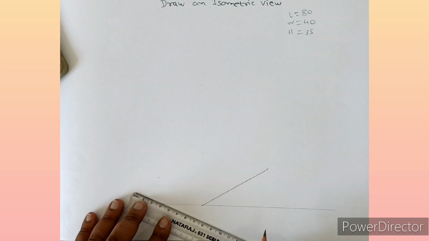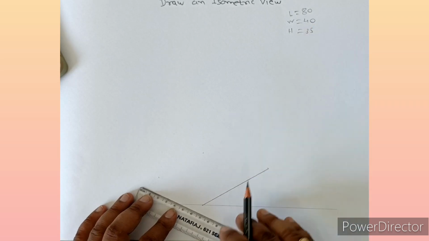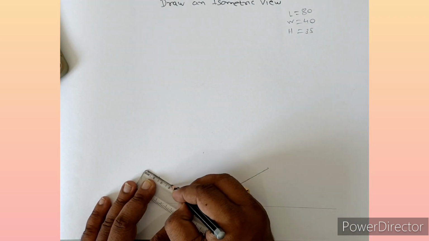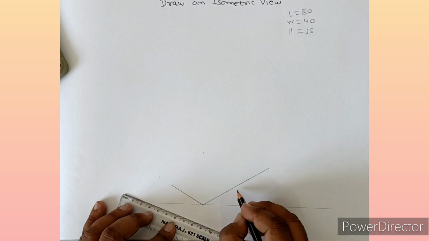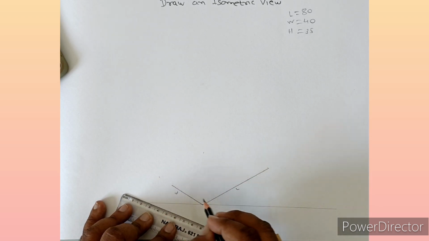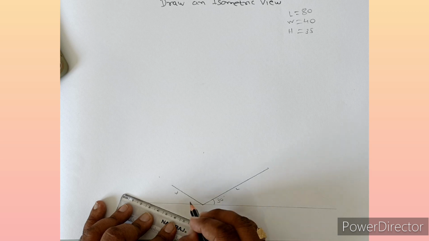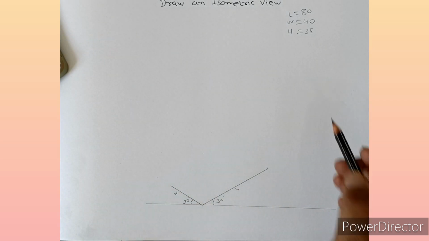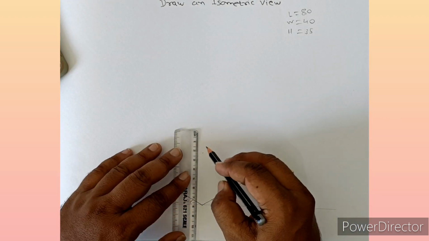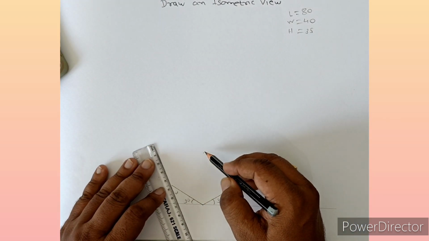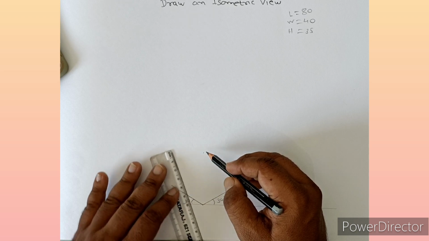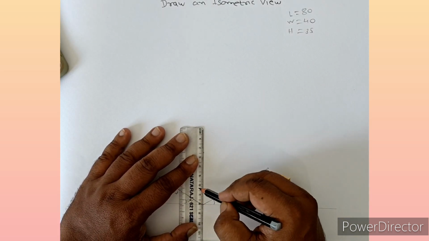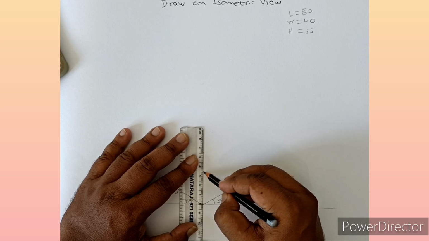Okay students, and width is what? Here we can see width is 40 mm. So 40 mm line you have to draw. Right? This is the length, this is the width. It is 30°. This is also 30°. And now height. Here we can see, which is 35 mm. So 35 mm line you have to draw. 10, 20, 30 and 35.